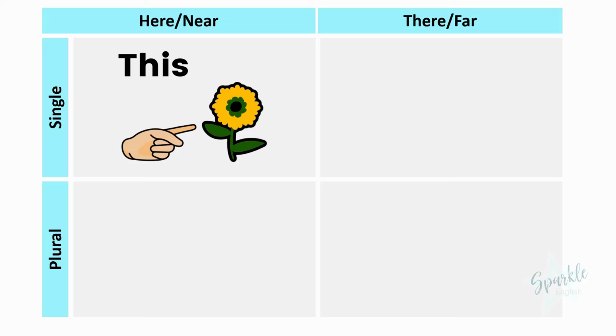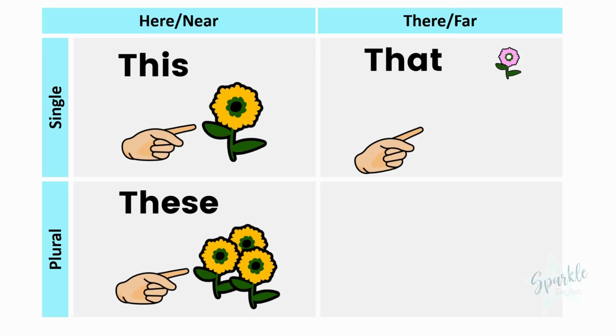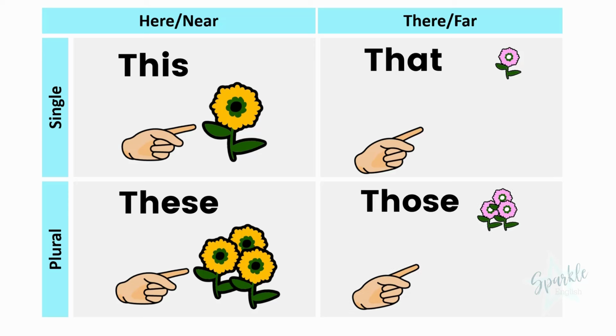So remember that we use this to talk about something, one thing, or one person that is here or near you or the speaker. For example, this flower. And if we have a single thing that is over there or further away, we use that. That flower over there. If there is more than one item, and those items are close to the speaker or close to you, we would use these flowers. And if there is more than one item or person, and we're talking about a group of things or a group of people that are further away, we use those flowers.